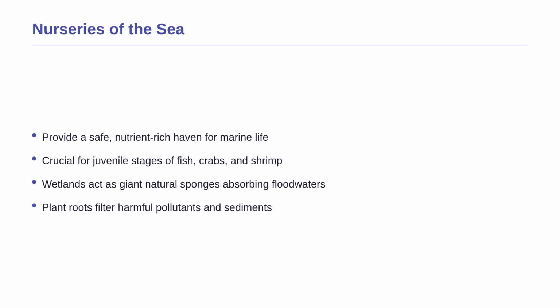Seeing how protected this area is, it brings us to an important question. Why do we care so much about these muddy, marshy areas? Estuaries are often called the nurseries of the sea. They provide a safe, nutrient-rich haven for the juvenile stages of countless fish, crabs, and shrimp. Without them, commercial fisheries would collapse. Furthermore, the wetlands act like giant natural sponges that absorb heavy floodwaters, protecting inland cities. Their plant roots also trap harmful pollutants before they can reach the open ocean.